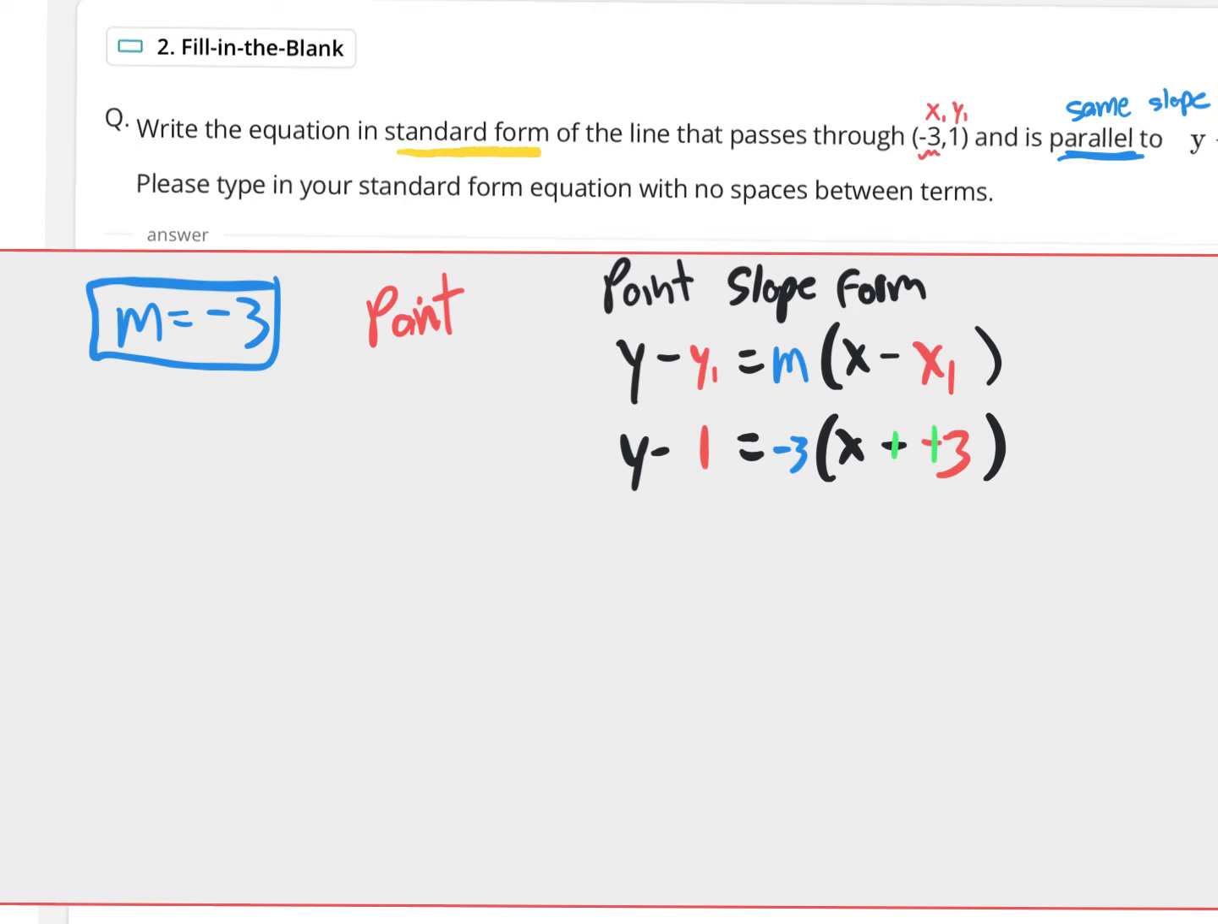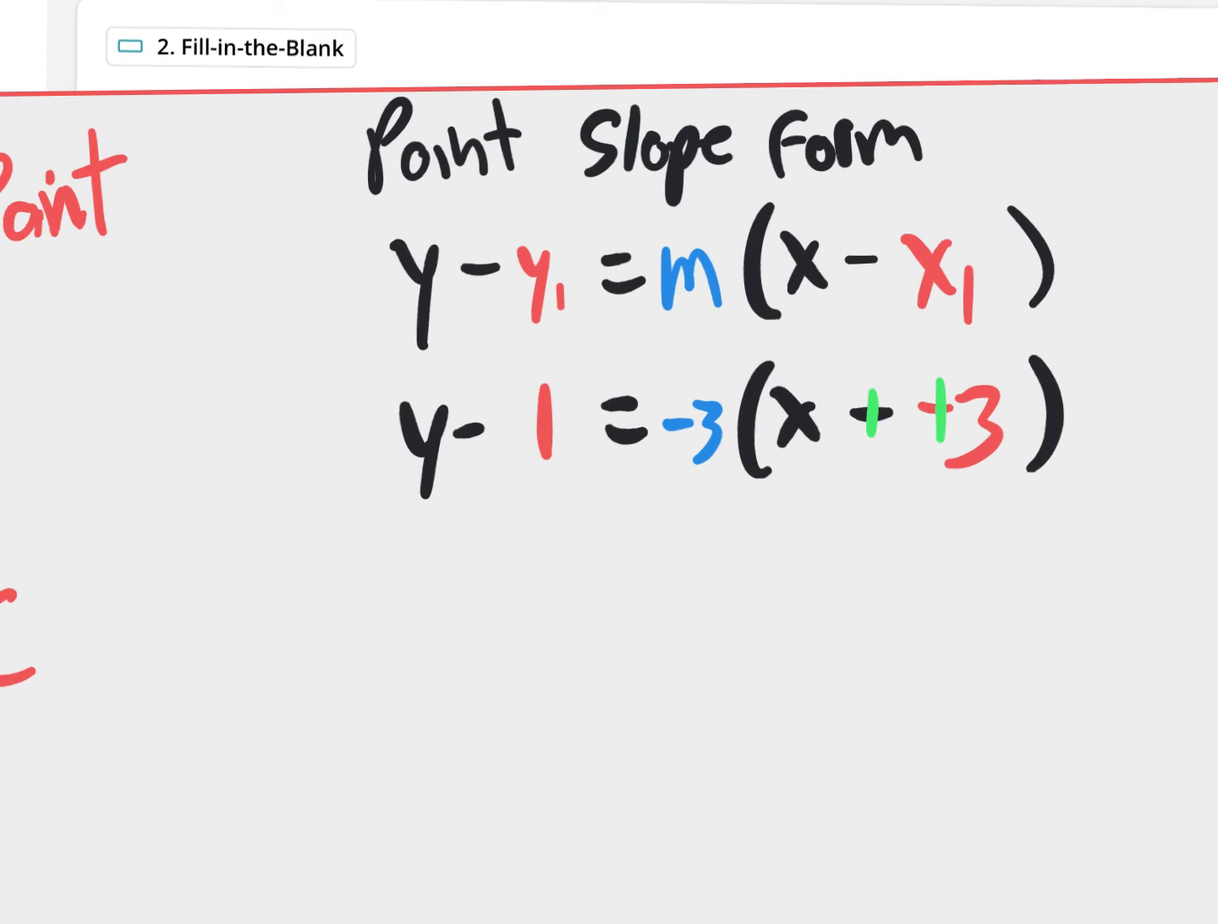So what other forms do we know besides point slope form? We know slope intercept, y equals mx plus b, and the standard form that they want, which is capital AX plus capital BY equals capital C. And the reason why they're capitalized is to help you remember that you don't want fractions, okay? So obviously neither of these forms have parentheses. So let's get rid of these parentheses by distributing that -3, right? -3 times x is -3x, -3 times +3, that's a -9. Bring down the equal sign, the y, the minus, the 1.